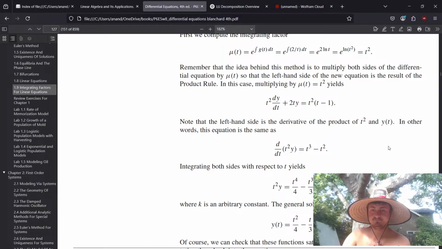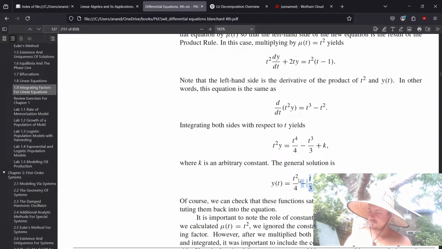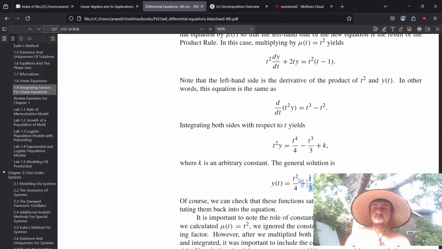Did I get that right? Oh, you need to leave that in there? Okay.